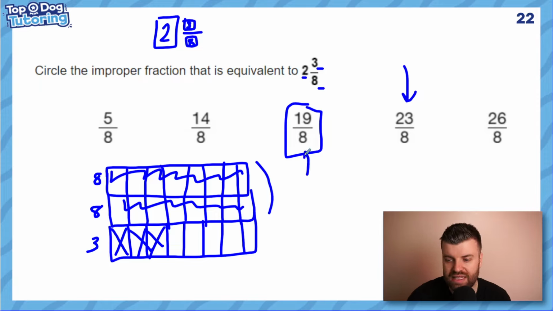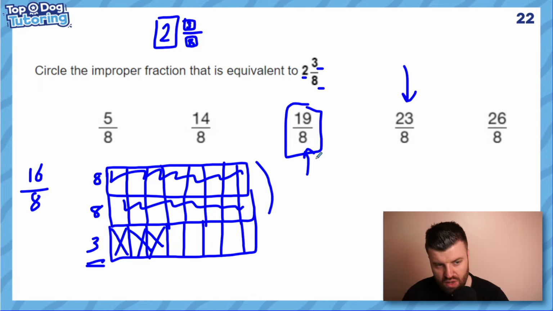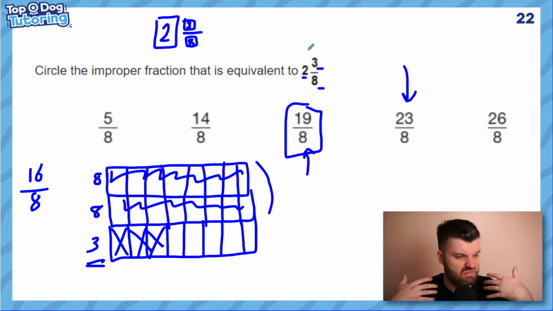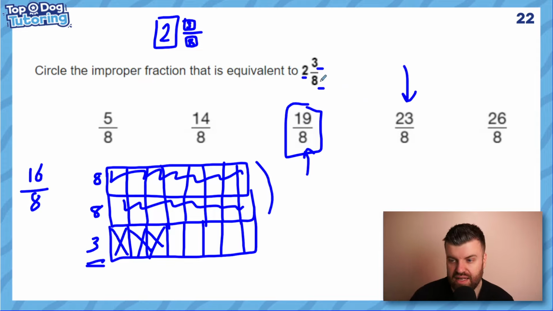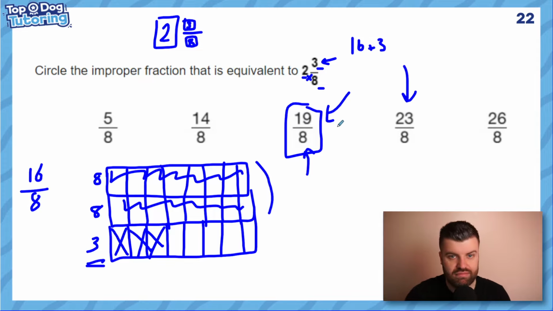The denominator is 8, so we need 8 parts in each hole. 8 plus 8 is 16, so there are 16 8s in 2 holes, plus the 3/8 left over. That gives us 19 8s. Cool. Here's a really quick method to do it if you want something to remember, if you understand that. Take the integer 2, multiply it by the denominator. So 2 times 8, that gives us 16. Add on the 3, it's 19. That's all you need to do.